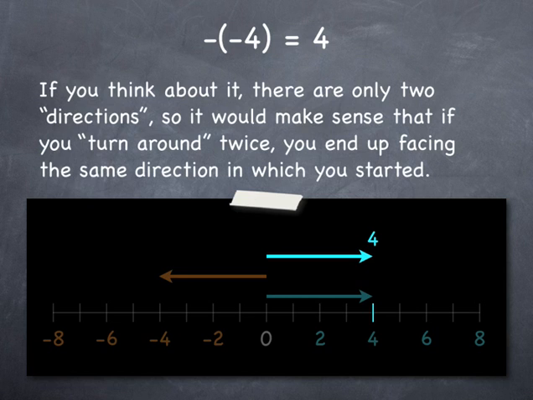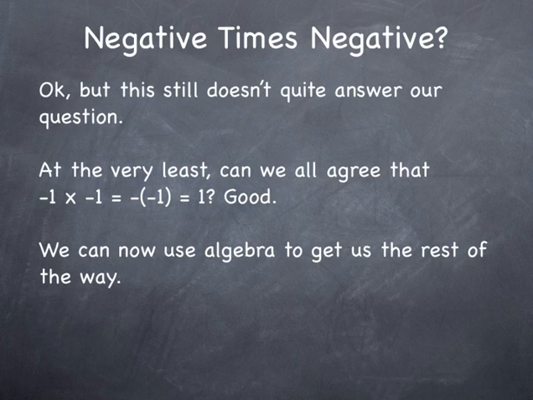If you think about it, there are only two directions, so it would make sense that if you turn around twice, you end up facing the same direction in which you started. Okay, but this still doesn't quite answer our question. At the very least, can we all agree that negative 1 times negative 1 equals negative negative 1, which equals 1? Good. We can now use algebra to get us the rest of the way.